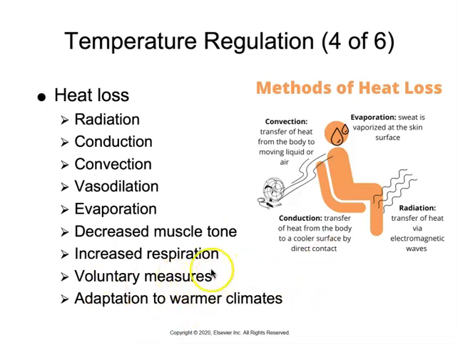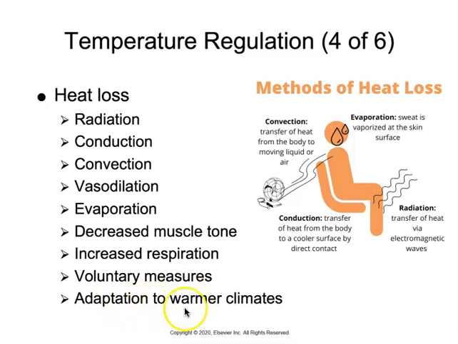We've got voluntary measures, so stretching out, slowing down in response to having high body temperatures, increasing our surface area that is available for heat loss, so wearing light colored clothing or not as large of clothing, and also wearing something that is loose fitting helps.